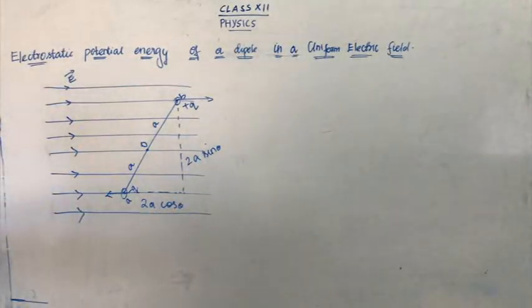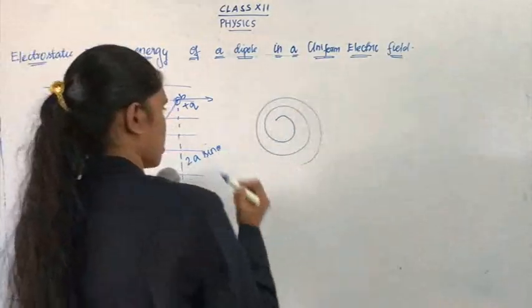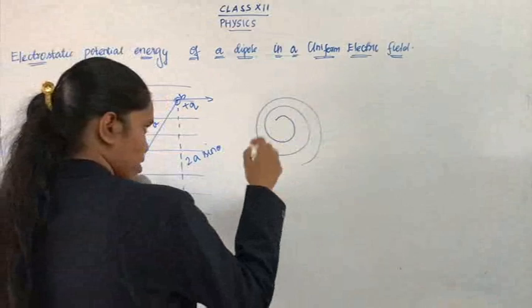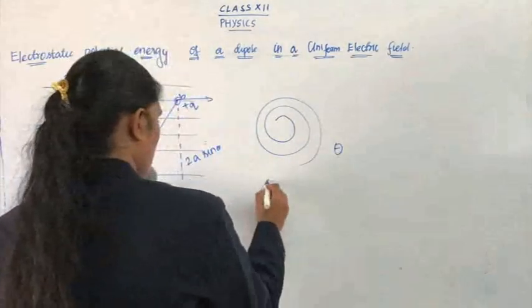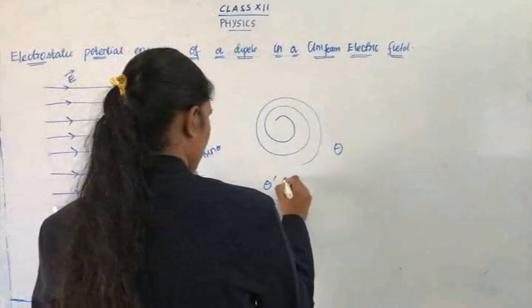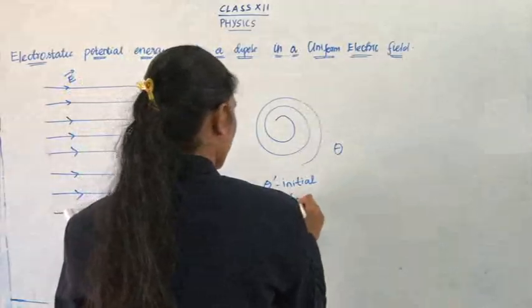Here we are going to initiate an external force. For creating the electrostatic potential energy, there should be an external force. So there is a circular rotation, a movement in a circular path. If the movement is in a circular path, then the angle is theta. Theta dash is the initial displacement, and theta is the final displacement.